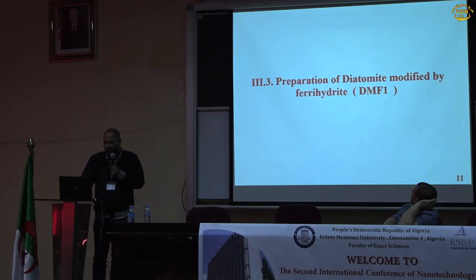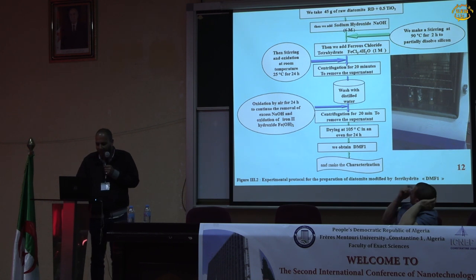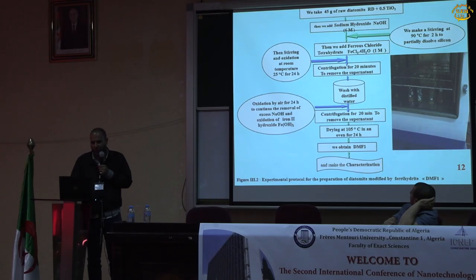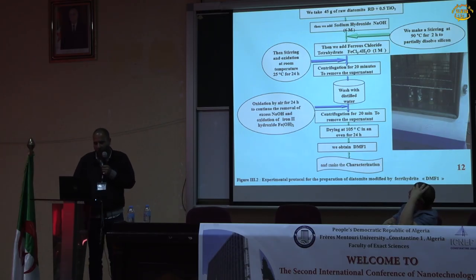Preparation of diatomite modified by ferrihydrite. We take 45 grams of raw diatomite plus 0.5 grams of titanium dioxide. Then we add the sodium hydroxide solution with concentration 6 molar. Then we make a sealing at 90 degrees Celsius for 2 hours to partially dissolve silicon. Then we add ferrous chloride tetrahydrate with concentration 1 molar. Then sealing and oxidation at room temperature for 24 hours.